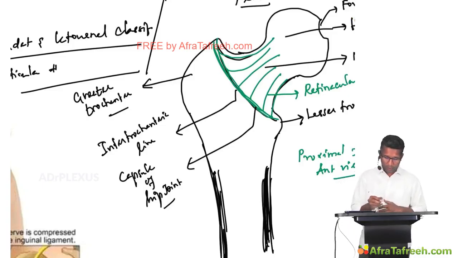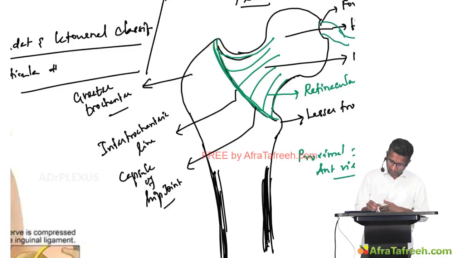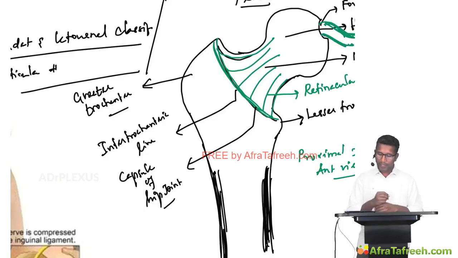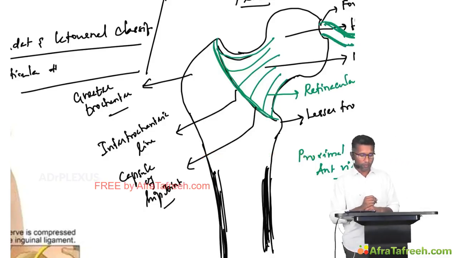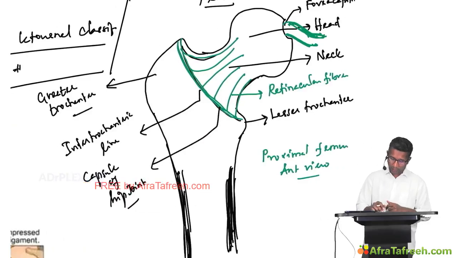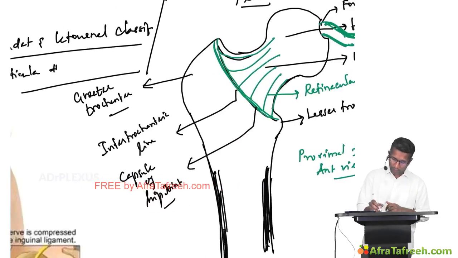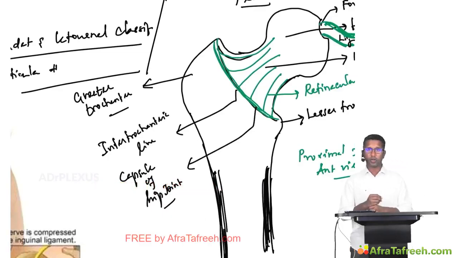Very good, Anashwara. There is a ligament which is attached here. The ligament which is attached to the fovea capitis is called the ligamentum teres, or the ligament of the head of the femur. So what is this ligament called? This ligament is called the ligamentum teres, also called the ligament of the head of the femur.